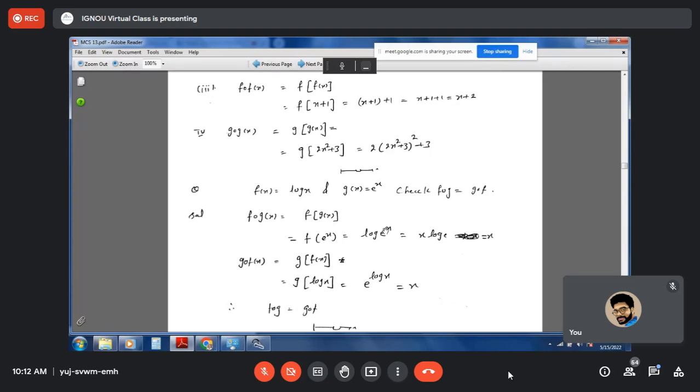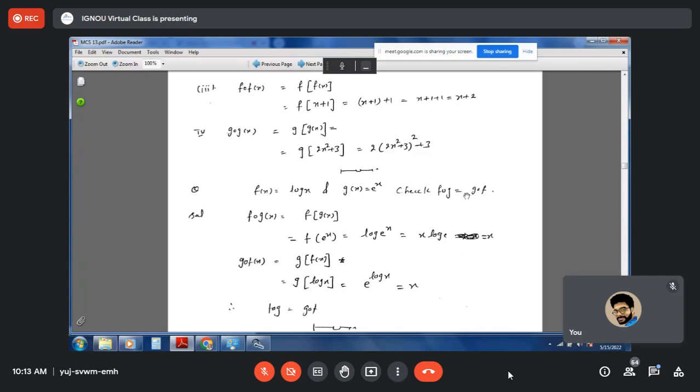Now we apply the rule of log. This x comes on the front of the log, and log e is always equal to 1. Remember, log e is always equal to 1, and log 1 is always equal to 0. And that is equal to x. For simplicity, it is a rule: log e raised to the power x is equal to x.